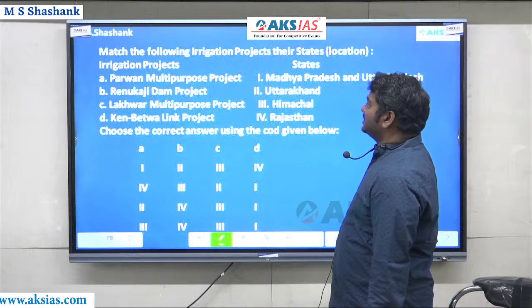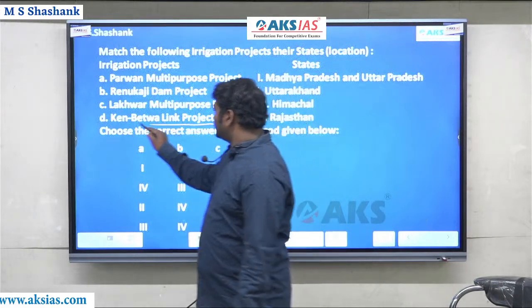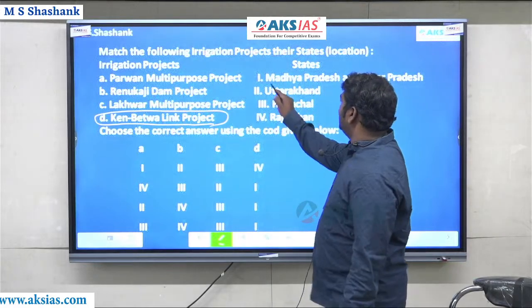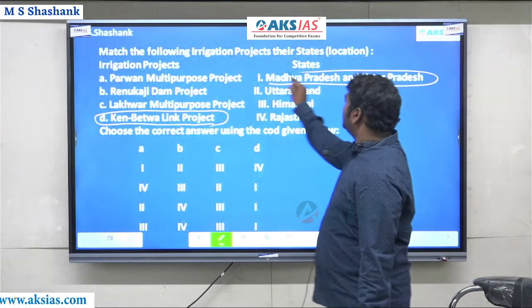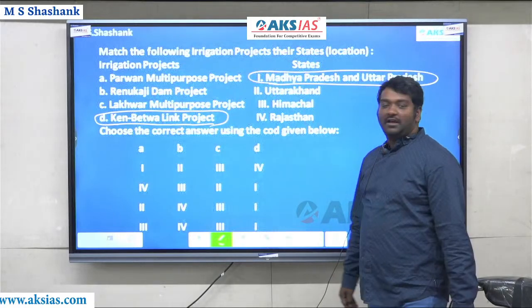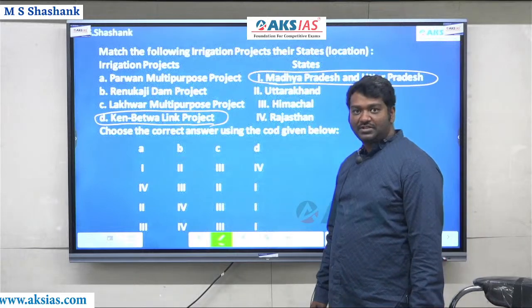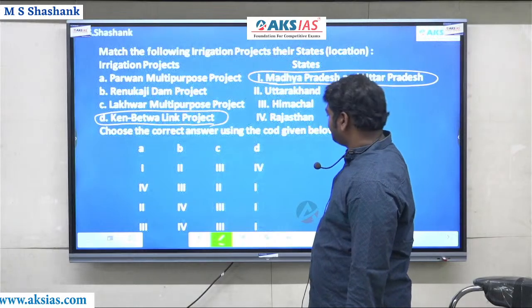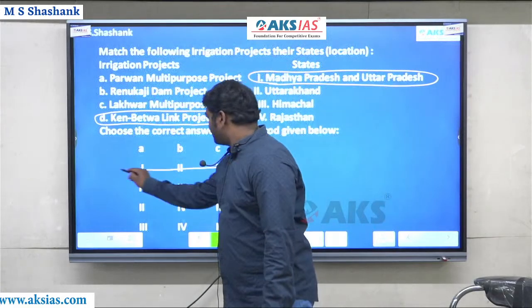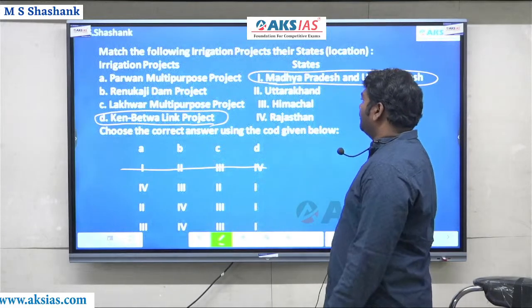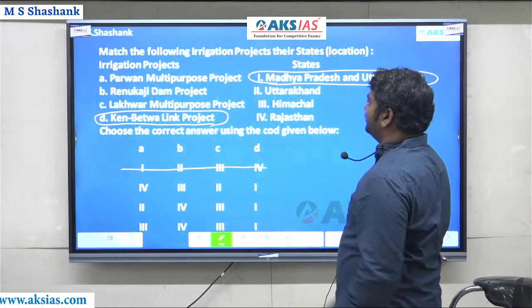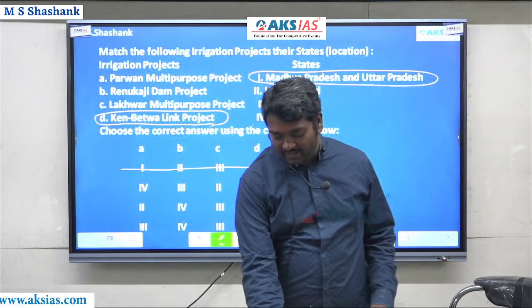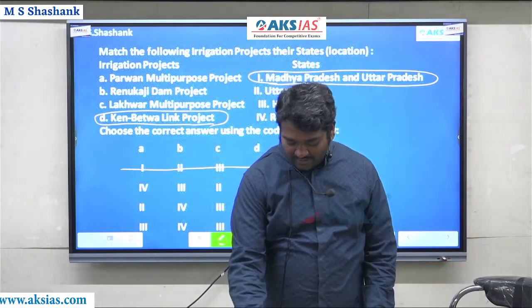Okay. So next is Ken Betwa link project. If you are able to get this, you see, Ken Betwa link project is in between Madhya Pradesh and Uttar Pradesh. This is the first interstate water linking project that has been happening. So if you see, the three options are correct, right? So this is wrong, remove this. And then when we look at Renukaji, Renukaji is in Himachal Pradesh. So if you say B, the third one will be the correct option.